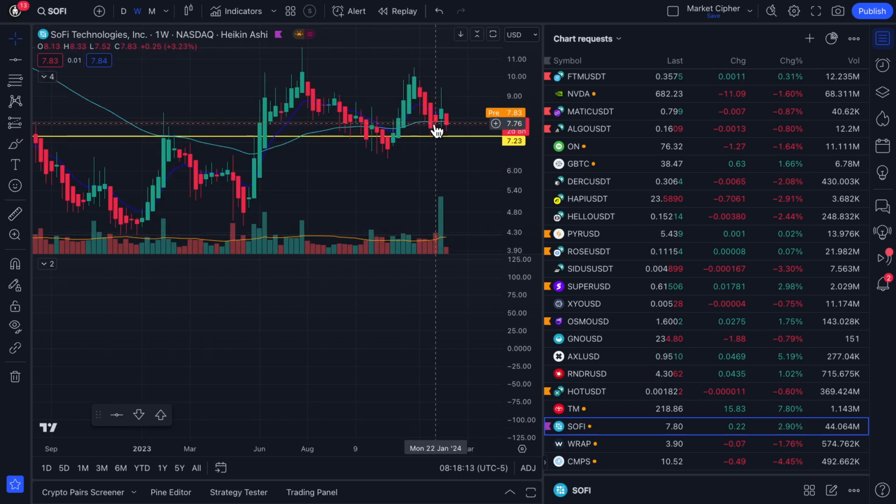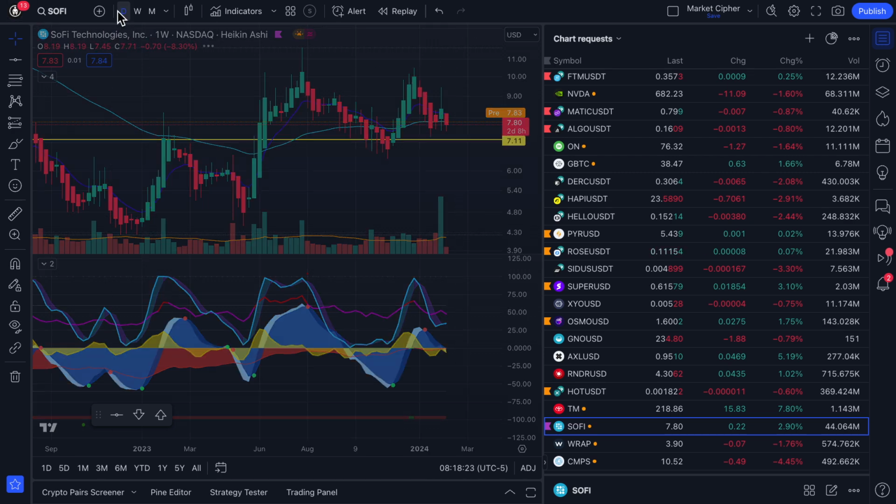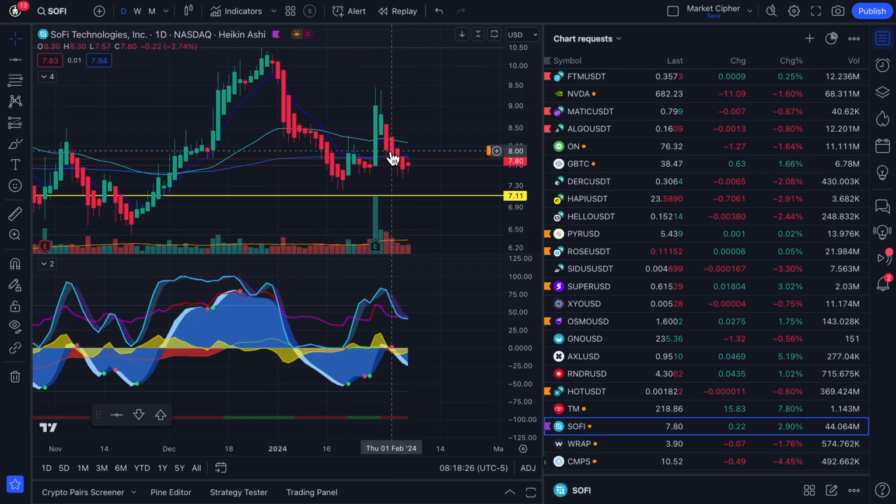SoFi. Ooh, that's an ugly candle there. Okay, it's still up above 723. So, don't panic here. Wow, that green dot really went away quick. They had a big influx of volume there, and then it just got sold off. That's interesting there.